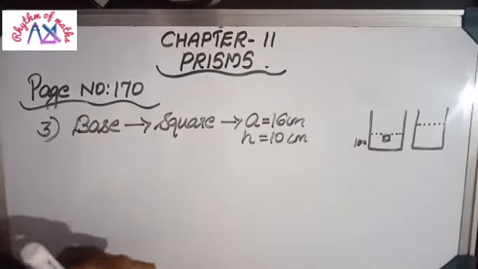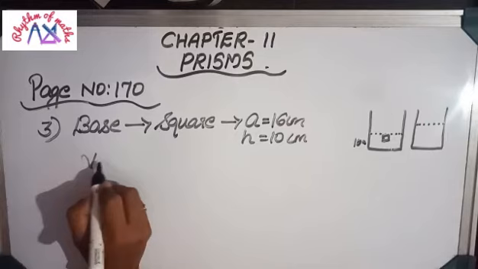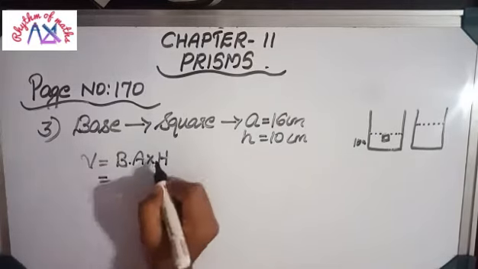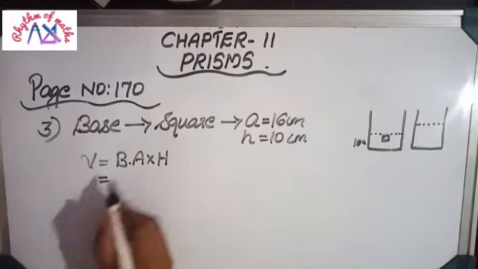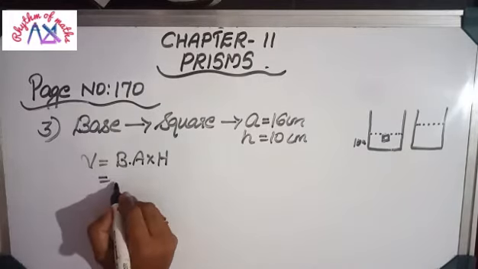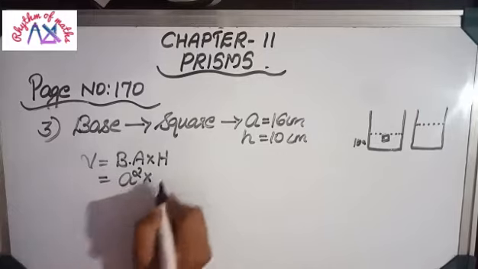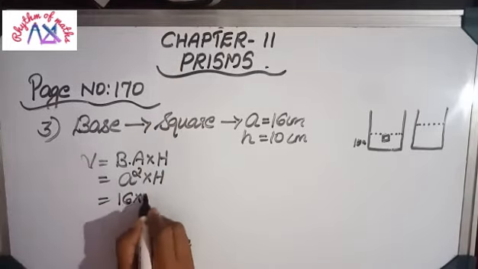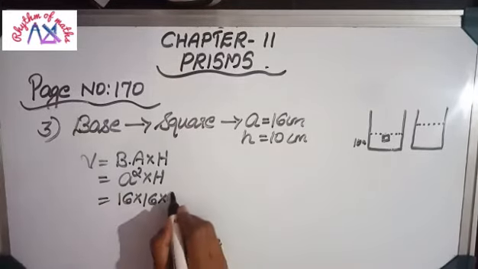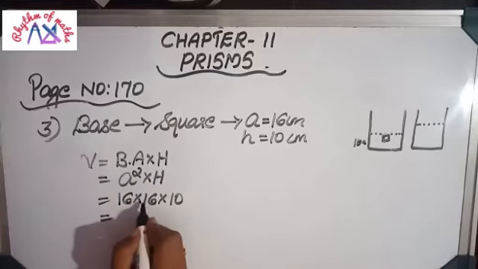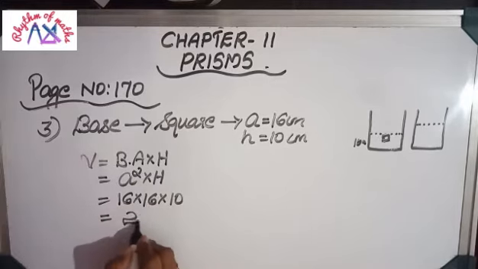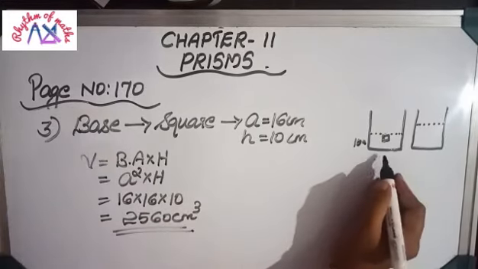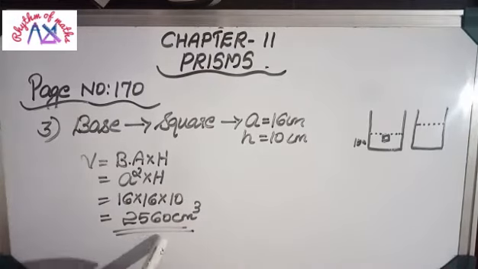So first of all let's find the starting volume. So volume equal to what? Equation is base area into height. So here base area means starting one is a square prism, so area of square equation is a square into h. So a square means side is 16, so 16 into height is 10. So 16 into 16 is 256 into 10 is 2560 centimeter cube. This was the starting volume.